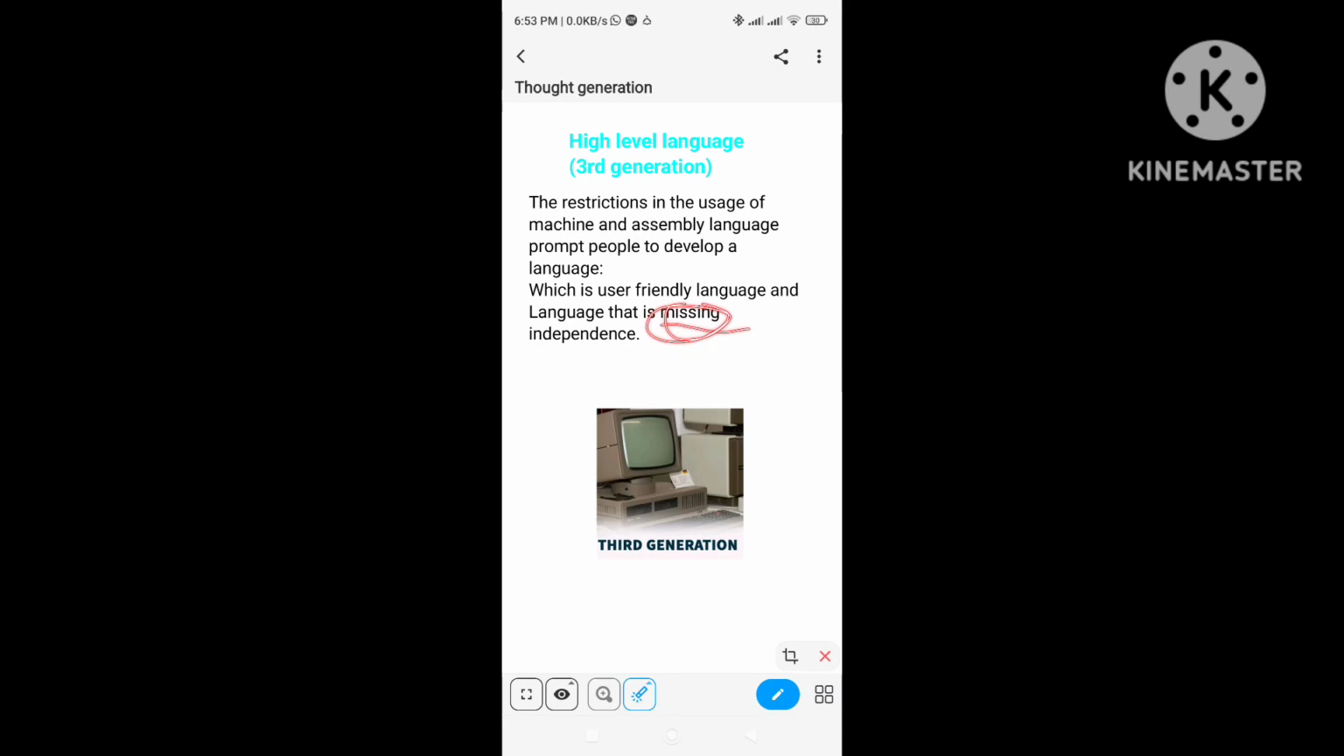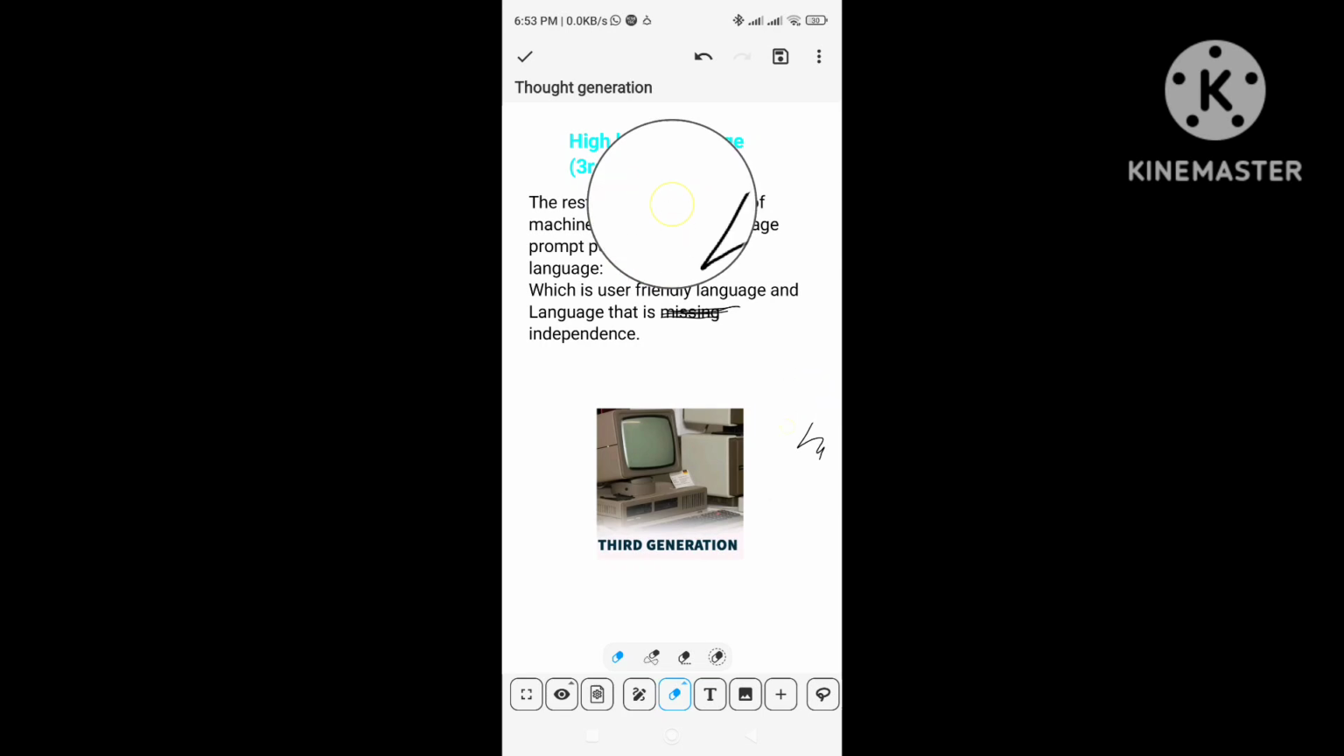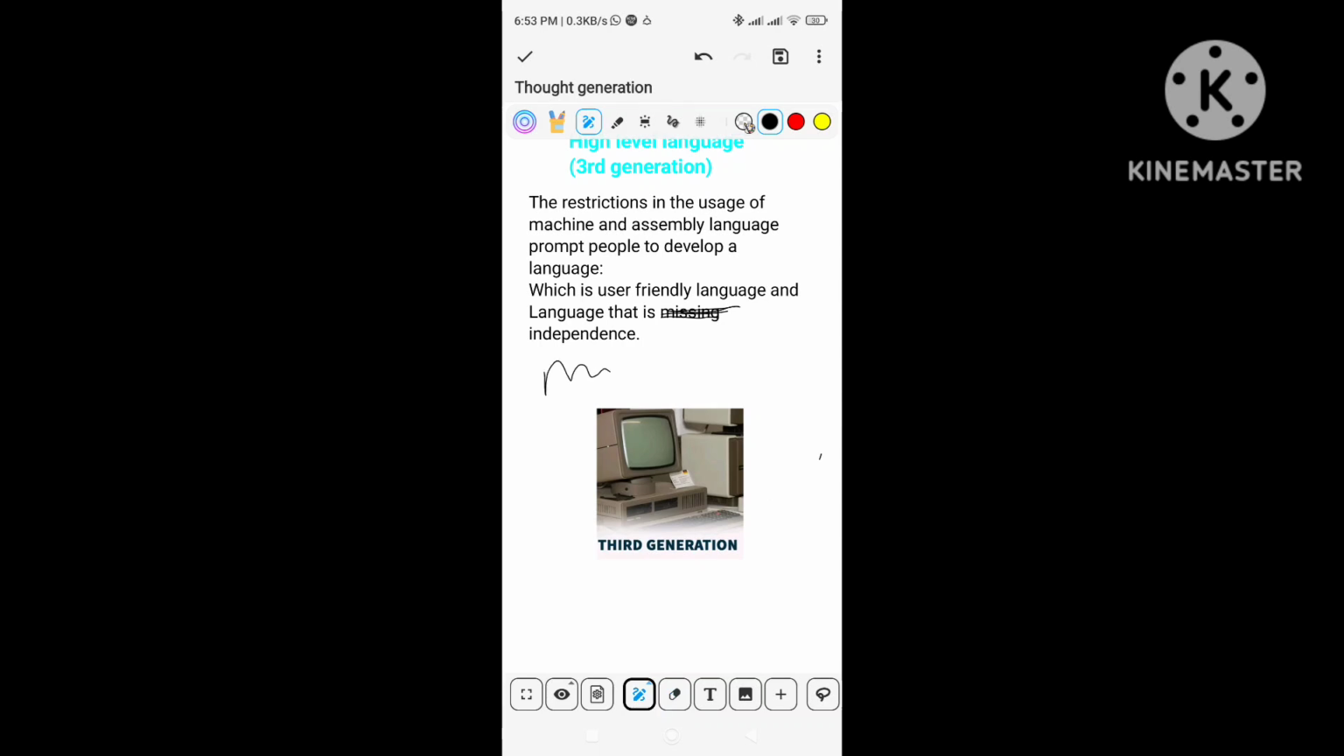a language that is machine independent. It is easier to learn, and a large number of people started using it, so it came to be known as high level language or HLL.